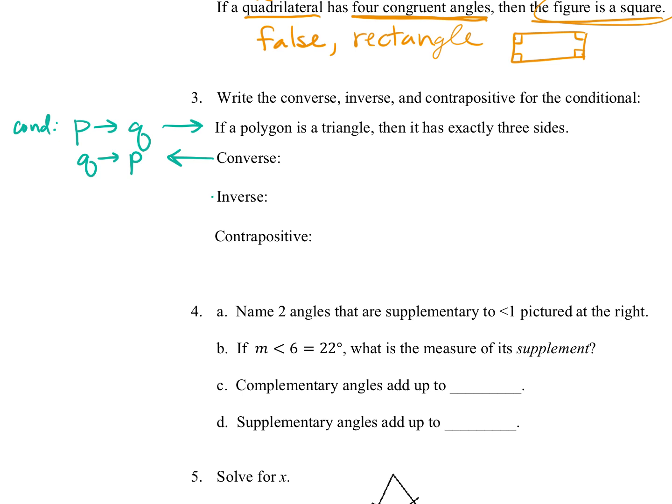What's the inverse? Do you remember what we did for the inverse? If not P, then not Q. Yes, you go back to the original conditional, if P, then Q, but you negate. What does it mean to negate? Negative, the opposite. So the inverse is if not P, then not Q. And then what's the contrapositive? If not Q, then not P.